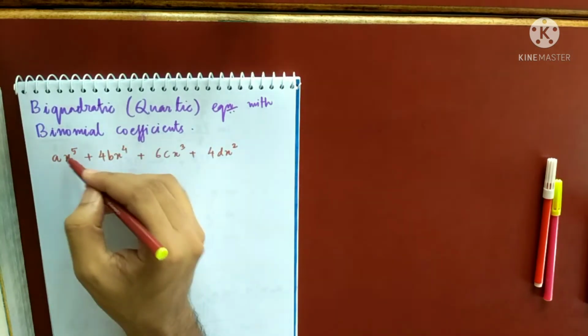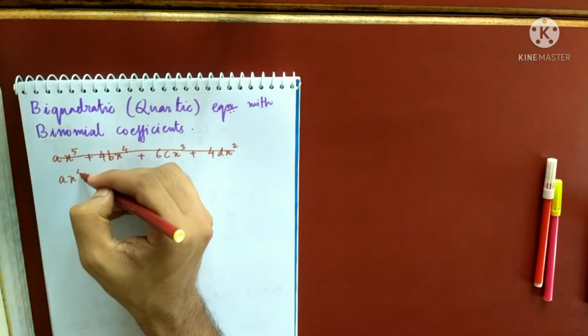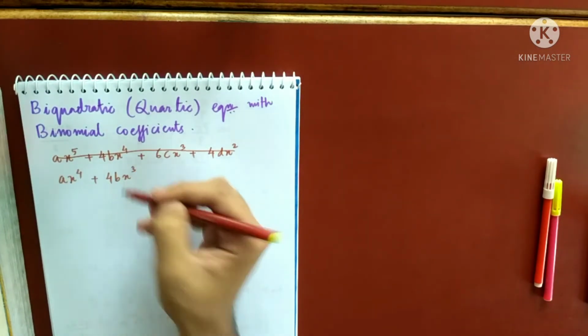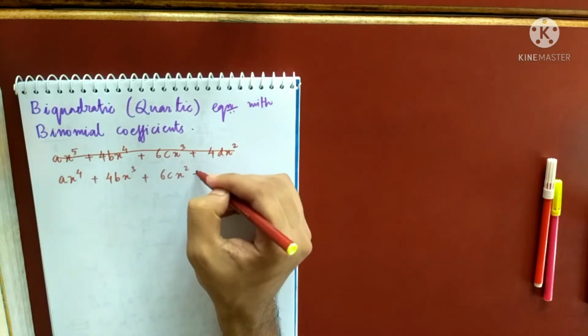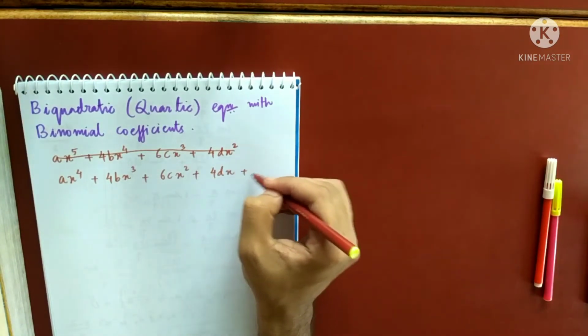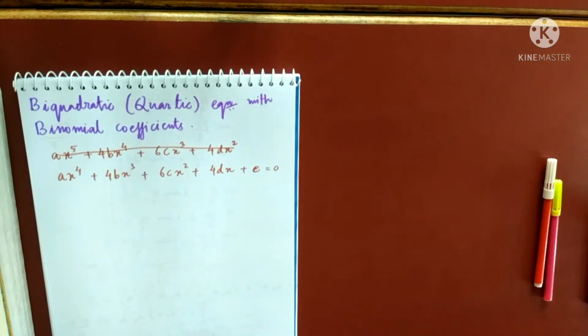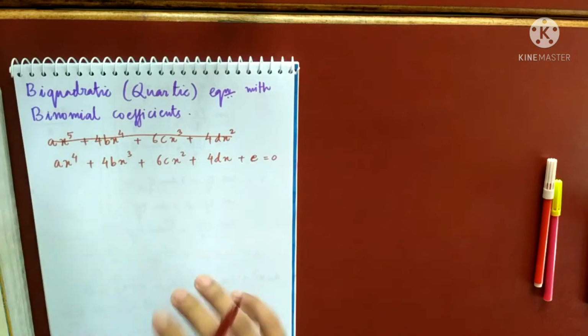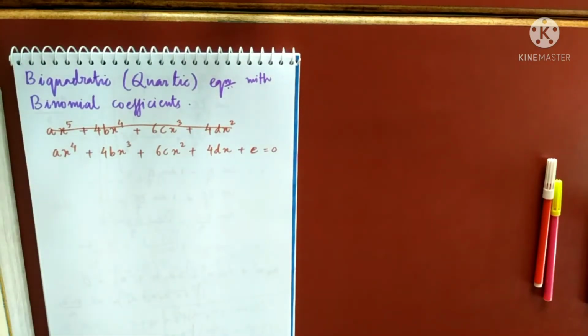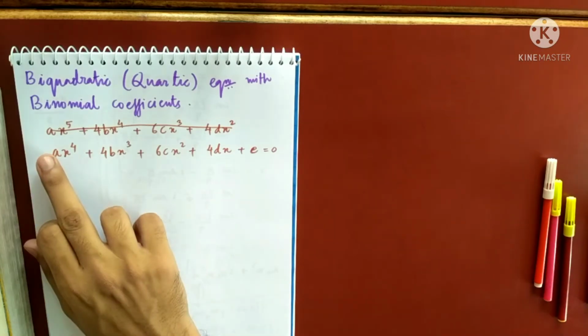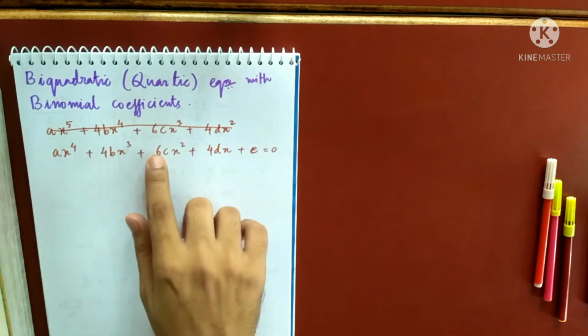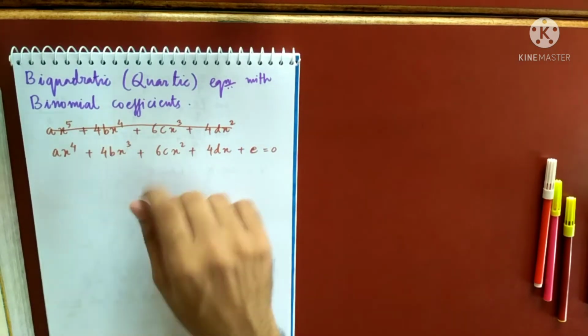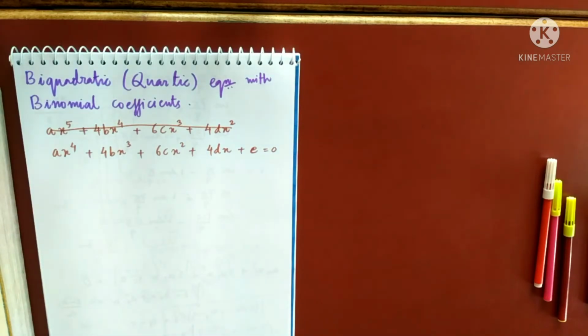Sorry, I should have started at 4 degree equation. So a x to the power 4 plus 4b x cube plus 6c x square plus 4d x plus e equals to 0. I'm talking about a biquadratic equation. I should not start with 5 but 4. The binomial coefficients are 1, 4, 6, 4, 1 along with some other numbers. So this is the standard form of a biquadratic equation or a quartic equation having binomial coefficients.